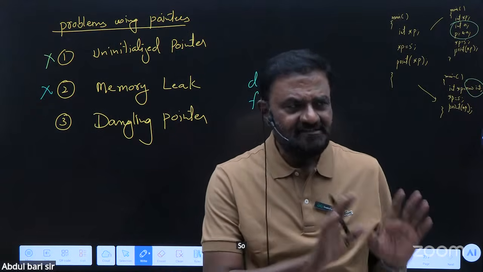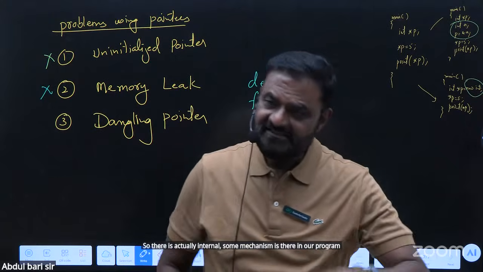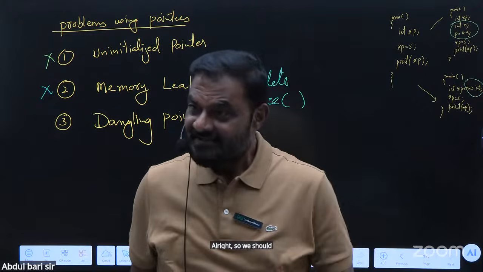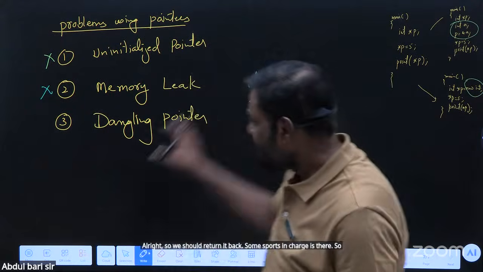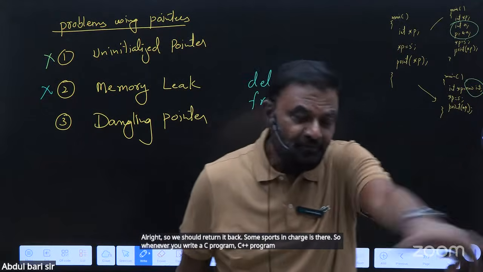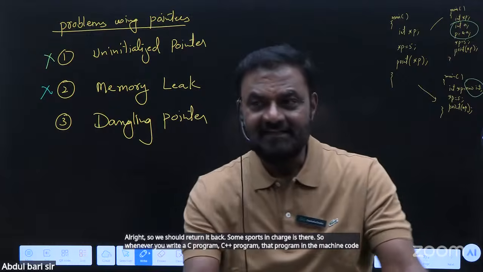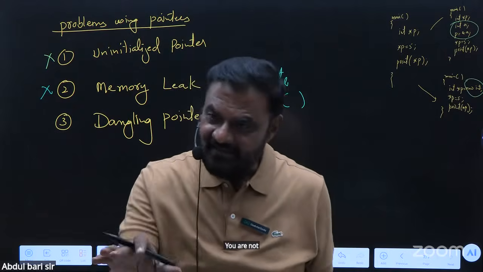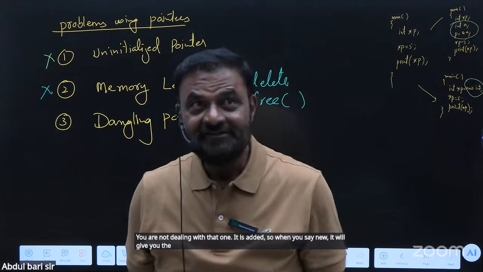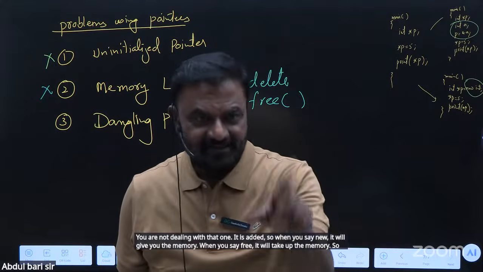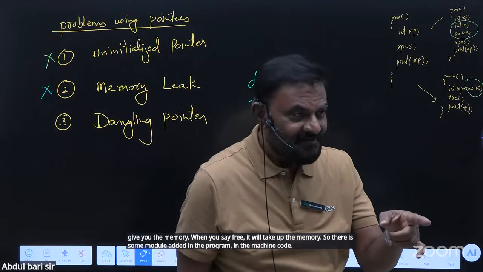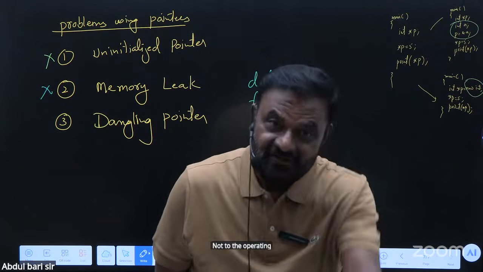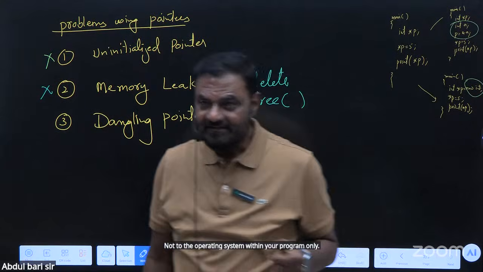So there is actually some internal mechanism in our program which takes the responsibility of giving the heap to you. Some sports in charge is there. Whenever you write a C program or C++ program, that in charge is automatically added in the machine code. You are not dealing with that. When you say new, it will give you the memory. When you say free, it will take the memory. So there is some module added in the program, in the machine code. From whom you are taking and to whom you are giving is not the operating system, but within your program only. Understood this one?